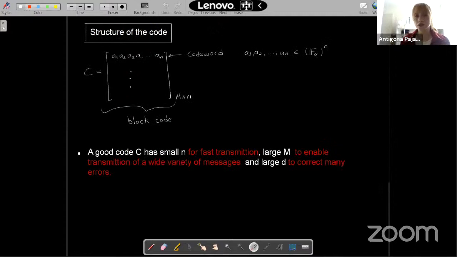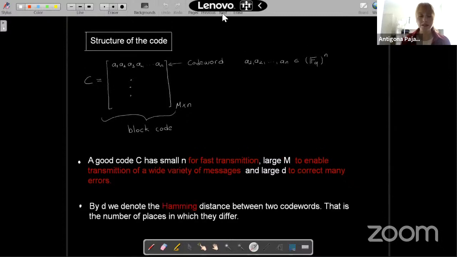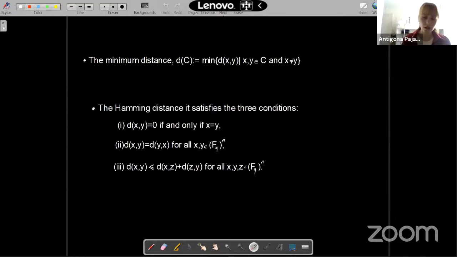Now, a good code, we name it C, has small n, so the length of the code word is small for fast transmission, has large m, so a large number of code words to enable transmission of a wide variety of messages, and has large d to correct many errors. Now, what is d? By d, we denote the Hamming distance between two code words. What does this mean? It means the number of places in which they differ. Now, what do I mean by large d to correct many errors? We will see it after this slide.